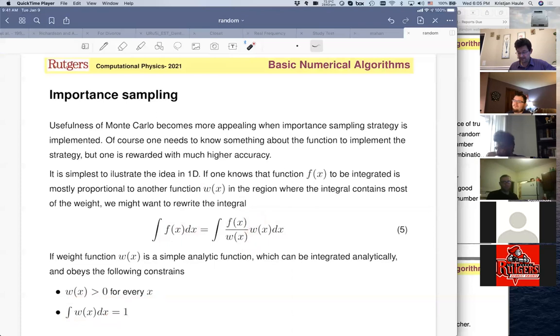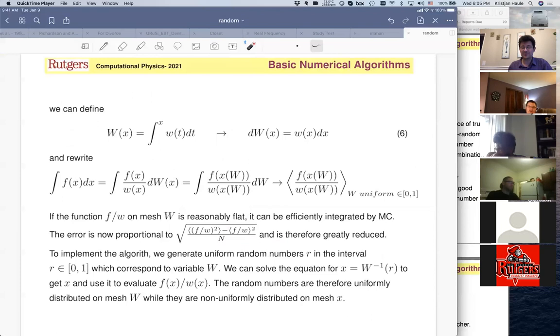Then we basically change the variable. The whole idea here is just like a change of variable in integration. We take w of x dx as our new integration variable, and f over w is then the new function. How do we do that? This is completely straightforward, something you learned in basic algebra, how to change the variable in integration, but it is written in terms of Monte Carlo probabilities, so it might look a little tricky. So what do we do? We said that this function w can be integrated, so w of t dt is normalizable.